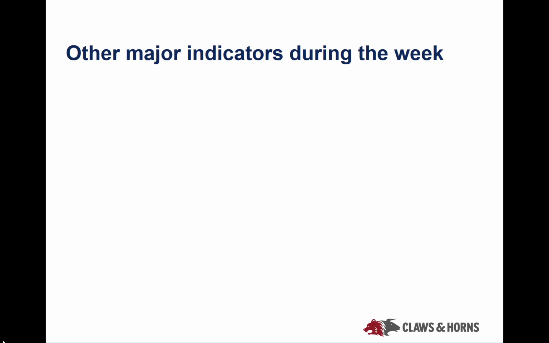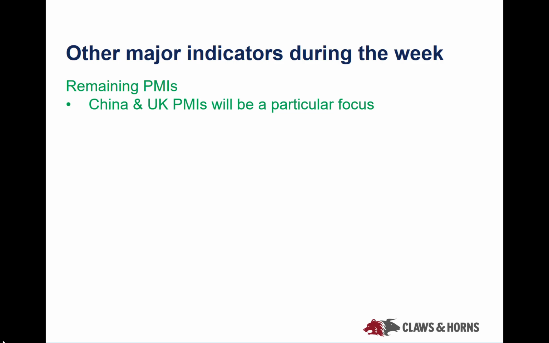Other major indicators out during the week include the remaining purchasing managers indices from the smaller economies and the final indices from the Eurozone and the US. The PMIs for China and the UK will be a particular focus for the markets, as they're probably the biggest economies that haven't had their PMIs announced yet. Also, the US ISM index is coming out. As usual, watch the prices paid index that comes out with the ISM manufacturing index, as well as the headline number. The prices paid is a good indicator of future inflation.